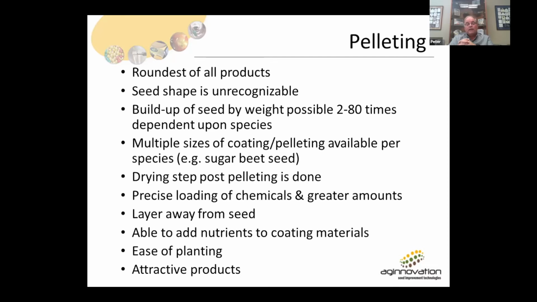Some of them can be a little phytotoxic to seed, and by layering away, we can remove some of those negative effects. We can add nutrients and other additives to the coating materials to give benefits to the seed. Obviously, ease of planting is at stake there, and attractive products. Attractive products allow for us to have a multiple of color schemes that can be used, matte versus shine. There's a number of different opportunities within the pelleting world that we can do to give ourselves some attractive looking products.